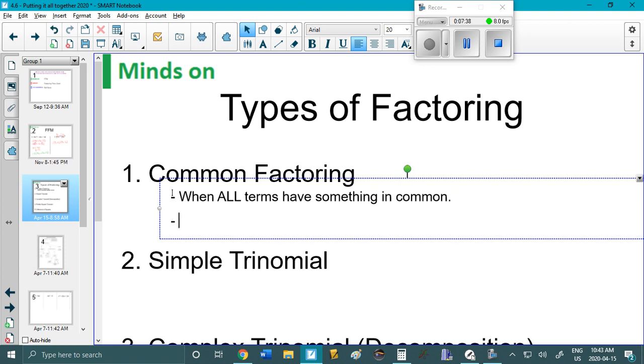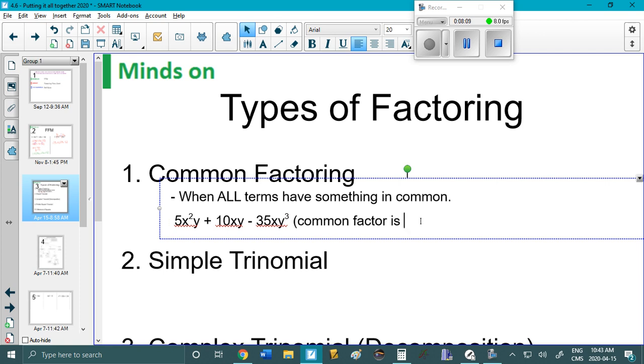So an example of this would be 5x squared y plus 10xy minus 35xy cubed. Oh, cubed. Okay, and in this case, the common factor is, oh sorry, this is not a minus sign, so I'm going to fix that.